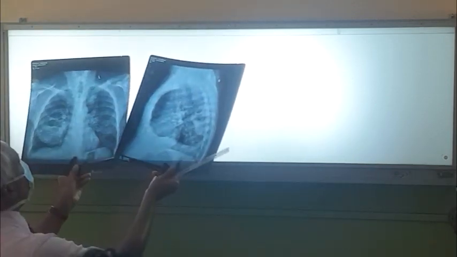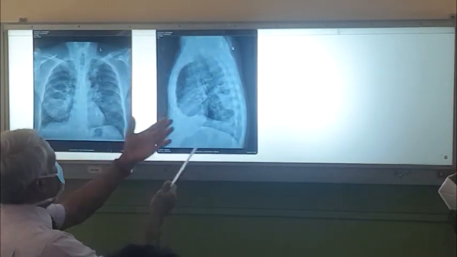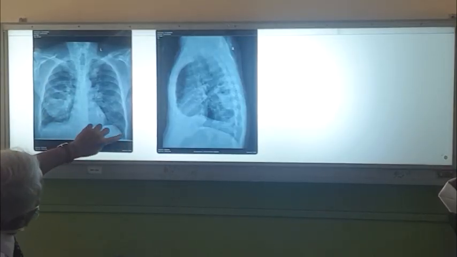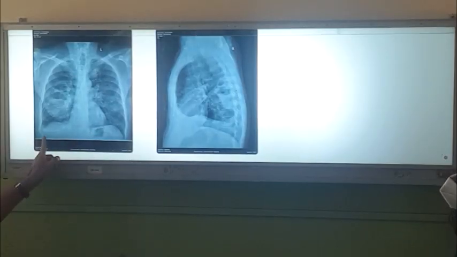Another cavitating lesion, but I'm keeping it just to show you some changes there. So it's a lesion with some fluid levels there, right? And you can see the left costophrenic angle, but it is blunted here. So always think of pleural thickening or pleural effusion there. You can do ultrasound and see, or you can do a lateral decubitus and see whether this is moving, right?